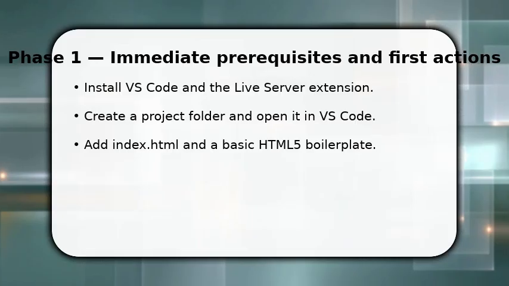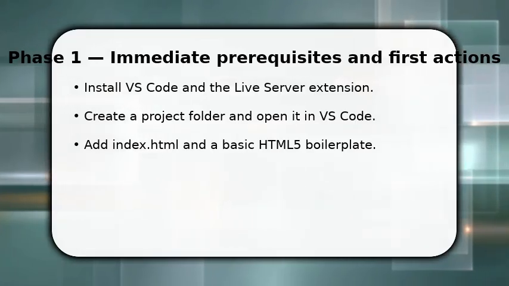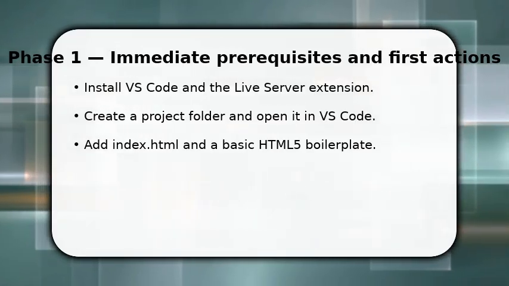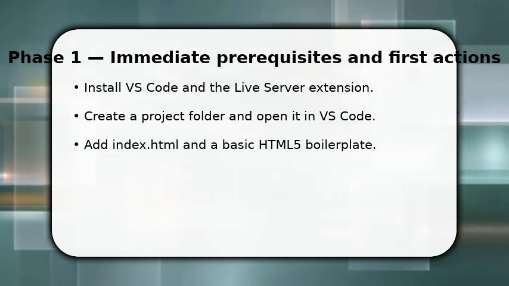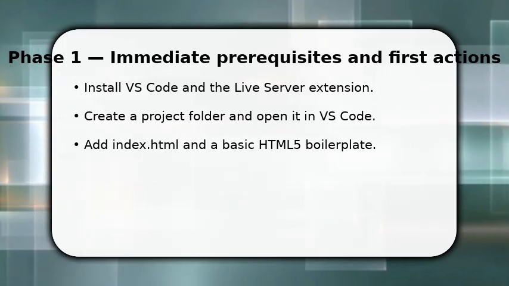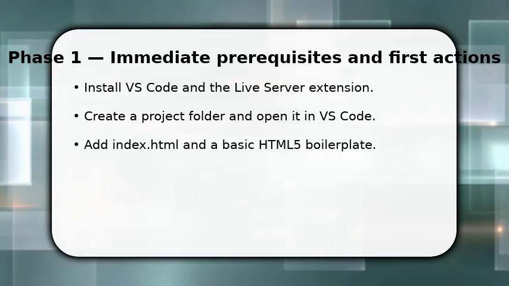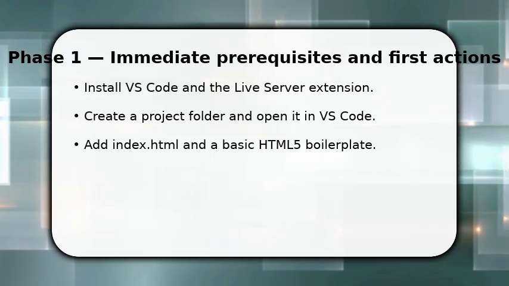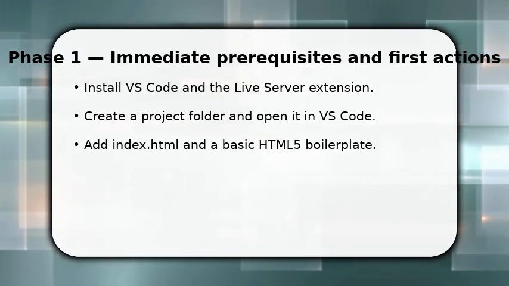You begin by installing VS Code and the Live Server extension. Open your project folder in the editor right away. Create index.html and paste a minimal HTML5 boilerplate so the document validates. Once done, save the file and check the Explorer to confirm files are present.